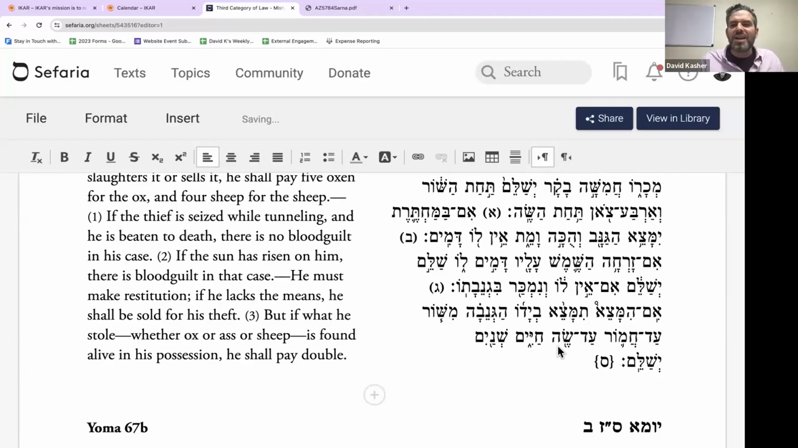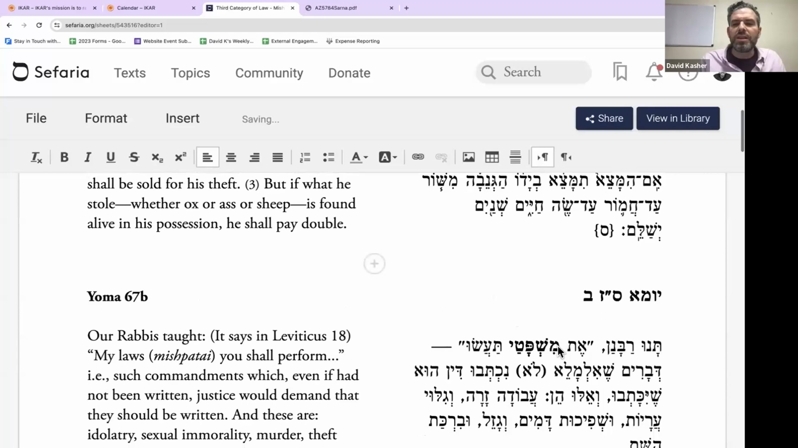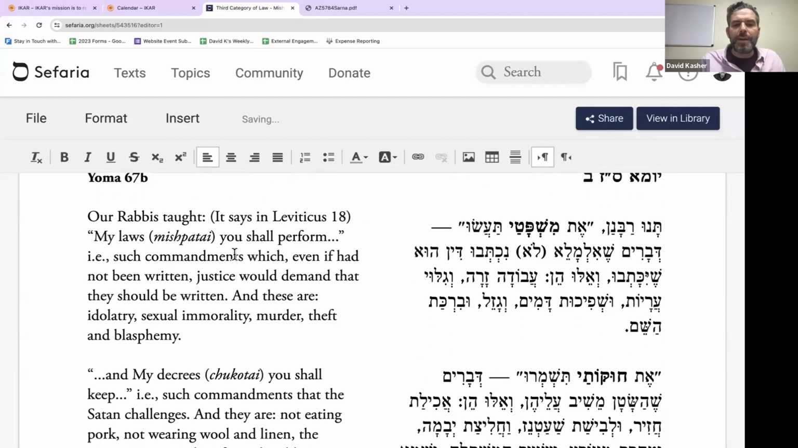If mishpatim are just ordinances, what are chukim? Well, it's usually translated as decrees, and sometimes translated as rules. So what's the difference between a just ordinance and a rule? Well, here's the Talmud parsing it out for us. And this might be the most important passage in the Talmud. It's one of the most important moments in the Talmud because it's real legal theory. Our rabbis taught that it says in Leviticus 18, my laws, mishpatim, my laws shall you perform. What are mishpatim?